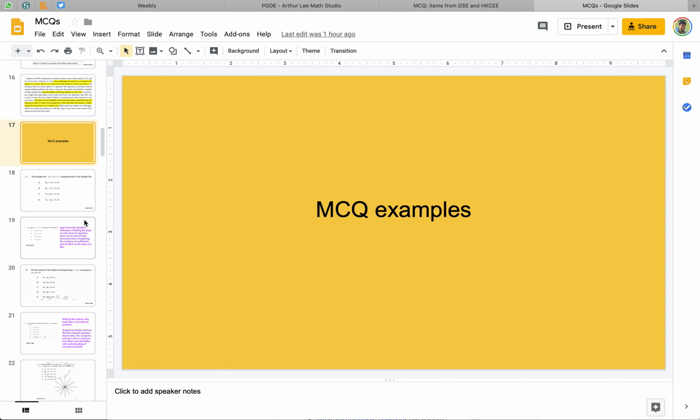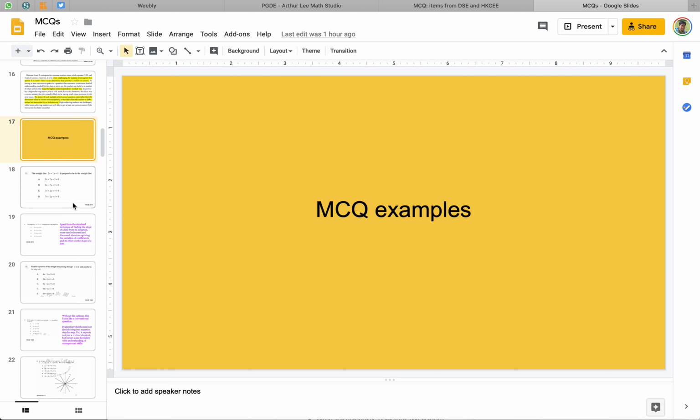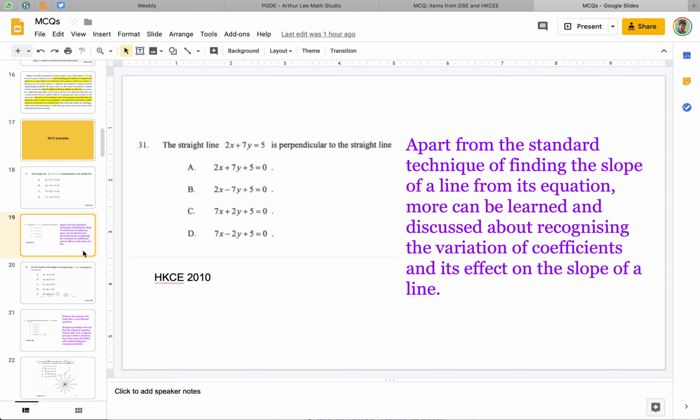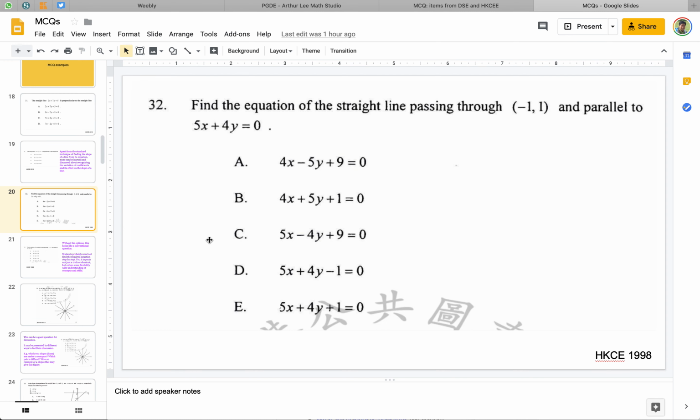Now we come to the examples in our MC papers, right? So these are selected from the topic equations of straight lines, right? Some of these are very similar to ordinary conventional paper questions. For example, this one, if you don't give them the options, it will be similar to other standard long questions. The student will probably work out the answer step by step according to the standard procedures.